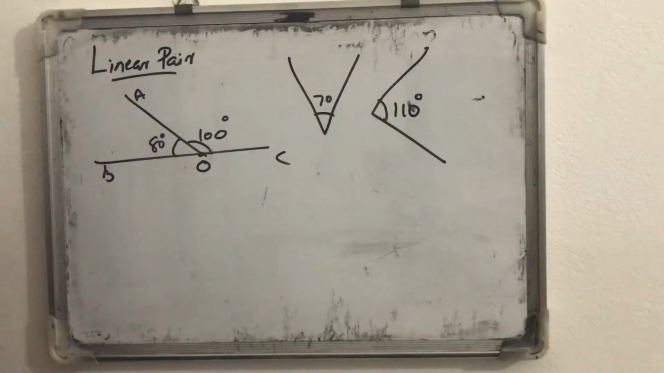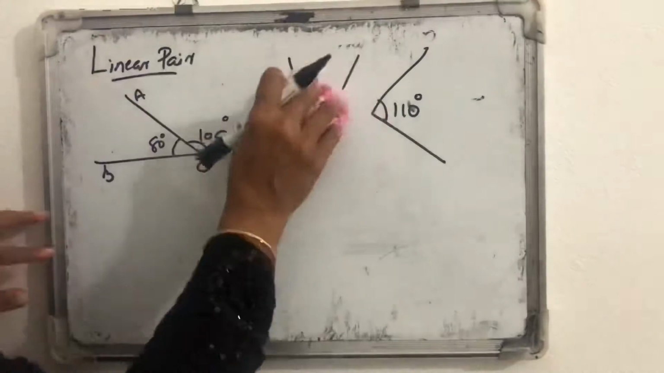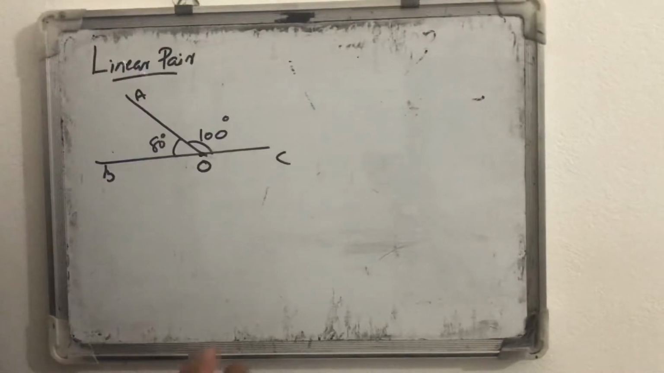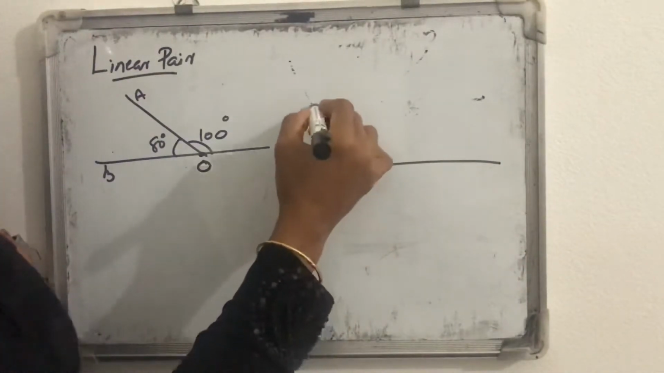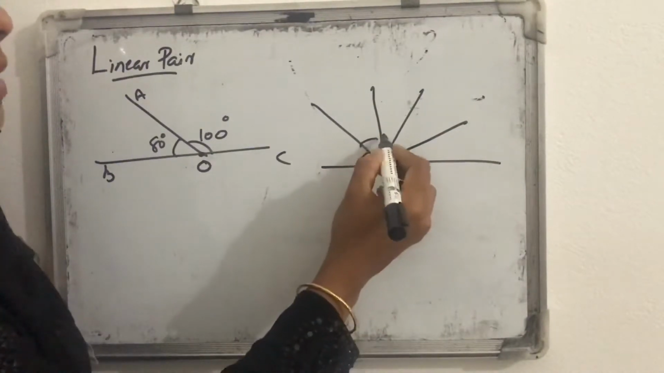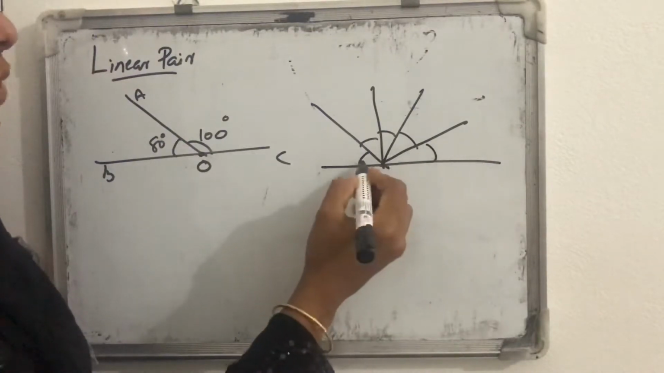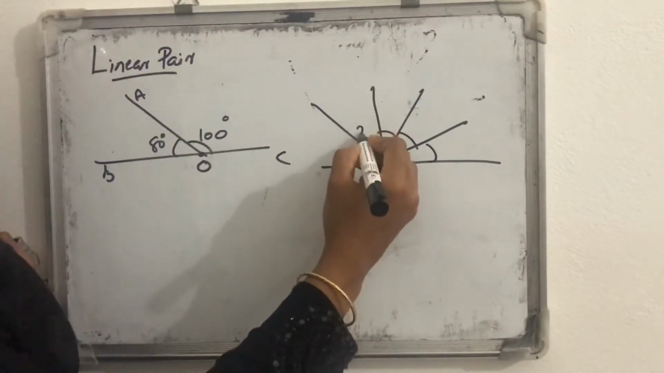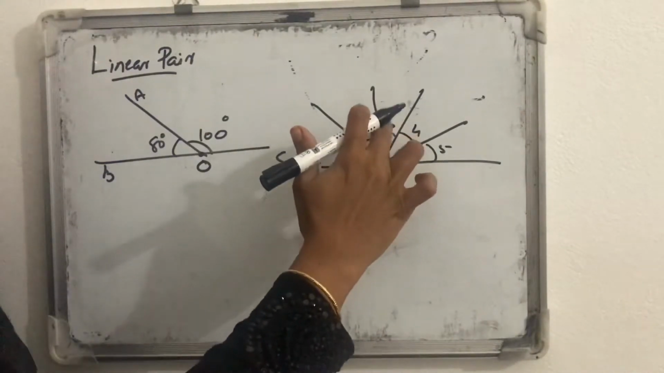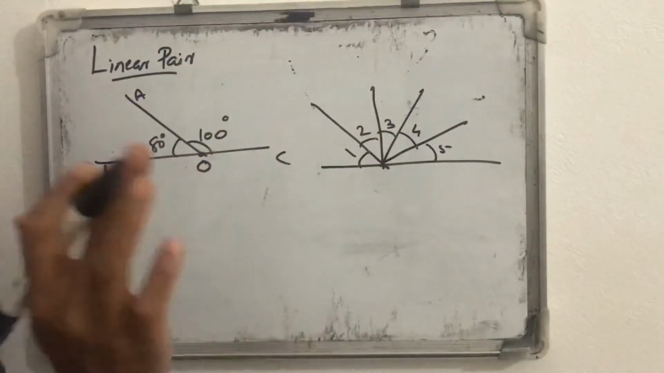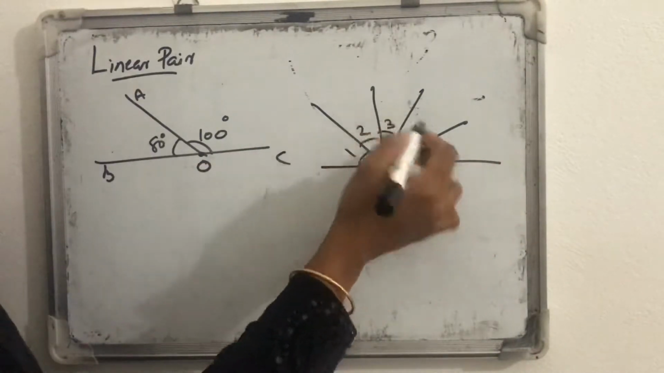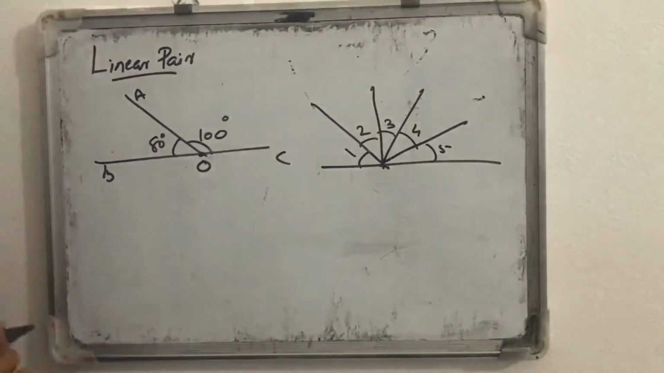Now another topic we want to discuss is angles on a straight line. If angles are formed with different angles on a straight line, what will be the sum of these angles? We know the sum of these angles: if it is angle 1, 2, 3, 4, 5, then angle 1 plus angle 2 plus angle 3 plus angle 4 plus angle 5 should be 180 degrees. That means the angles formed on a straight line sum to 180 degrees.